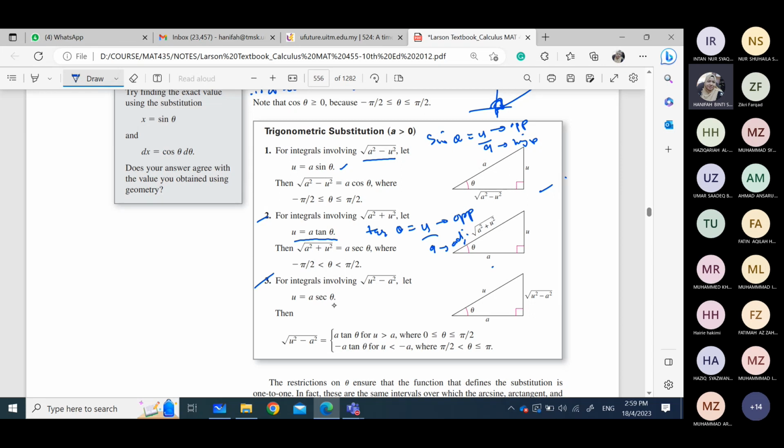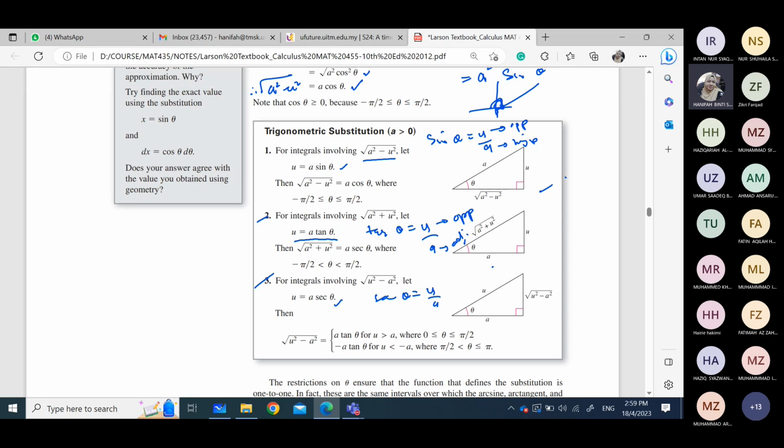And the last one, if we have this radical square root U squared minus A squared, then the trigonometric substitution here is U equal to A secant theta. Okay. So you can draw a diagram based on secant theta equal to U over A. So, bila secant theta ni maksudnya adalah 1 over cos. Kalau cosine, adjacent over hypotenuse. So, kalau secant dia terbalik. Sebab dia 1 over cos.